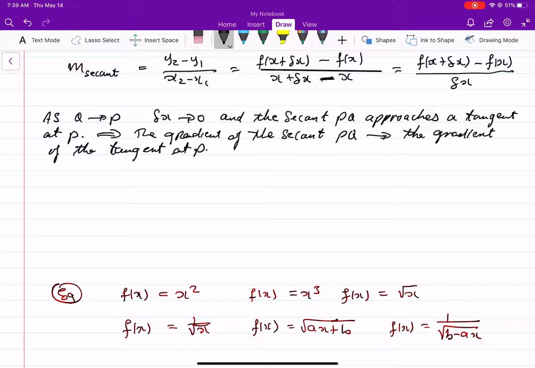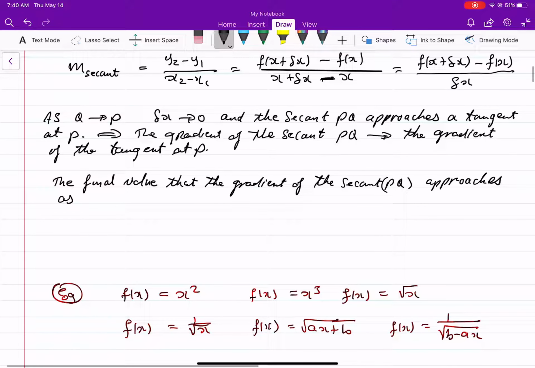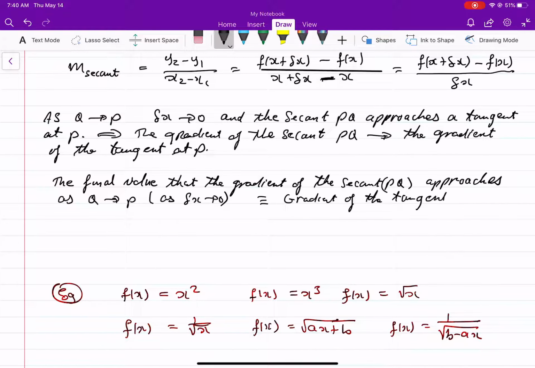I'm going to write that another way. The final value that the gradient of the secant approaches as Q approaches P, which is the same as saying as delta X approaches 0, the final value the gradient of the secant approaches as delta X approaches 0 is the gradient of the tangent at P.